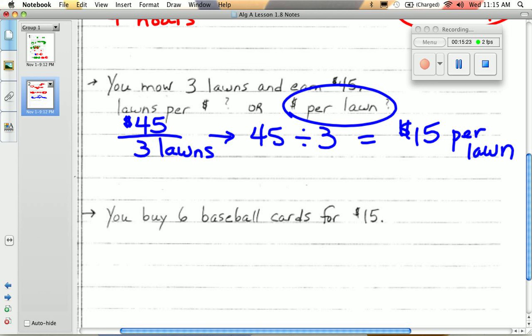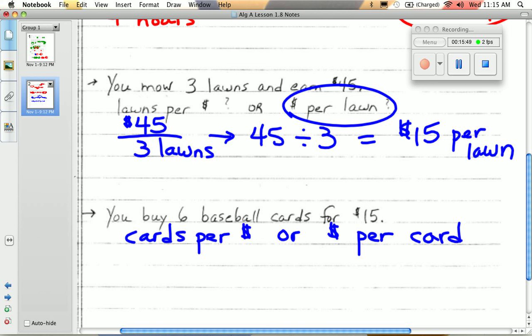Okay, I want you to decide, well, let's do this first. Let's say cards per dollar or dollars per card. I want you to write that down in your notes. And then I want you to decide which way do you think we should use it. Circle the one you think it should be.